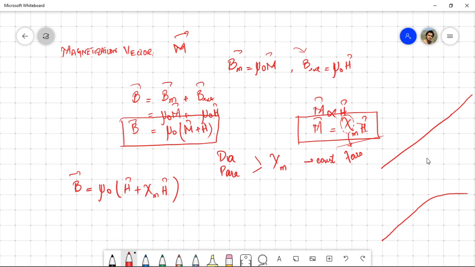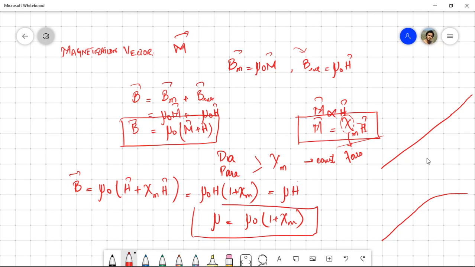Once again, we'll take H common. We'll say that B is mu naught H times 1 plus susceptibility, or we can say that this equals mu H, such that mu is equal to mu naught times 1 plus susceptibility. You can explain this just like we explained the value of permittivity back in electrostatics, so we will not waste much time on this.